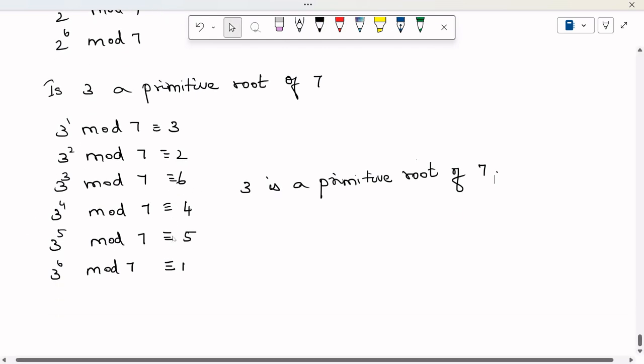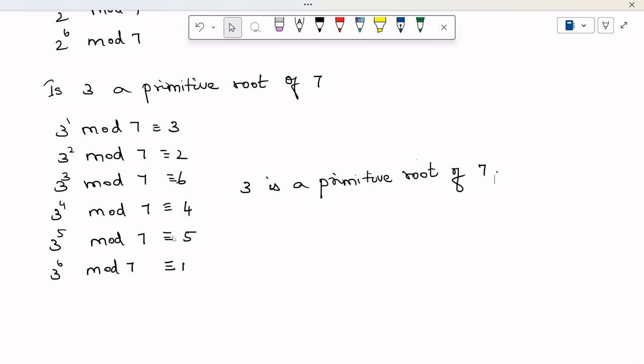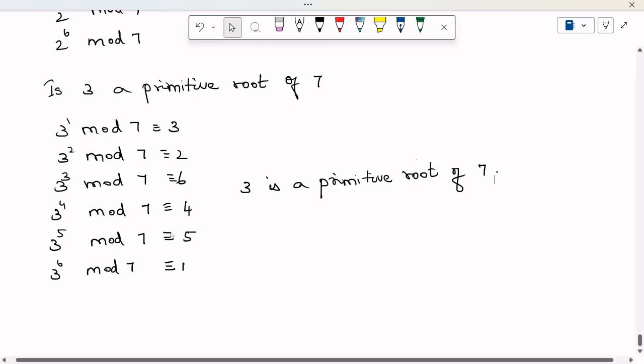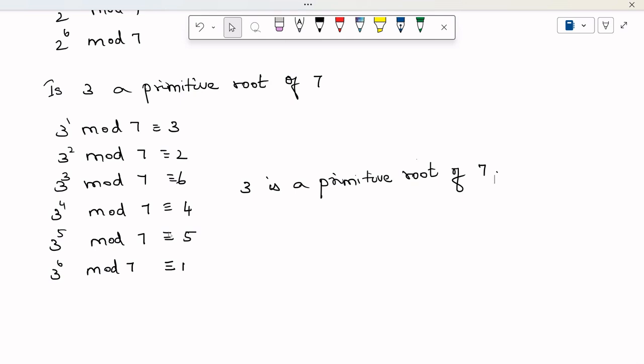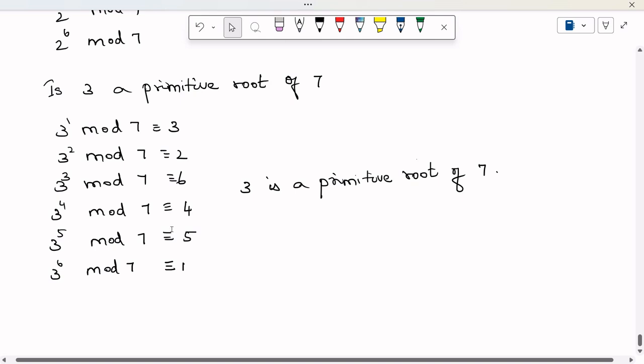How can we proceed? We can construct a discrete log table if alpha is a primitive root. That is, I can construct a discrete log table of base alpha mod p if alpha is a primitive root of p, right?